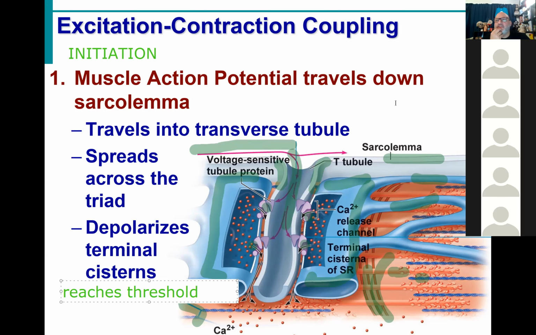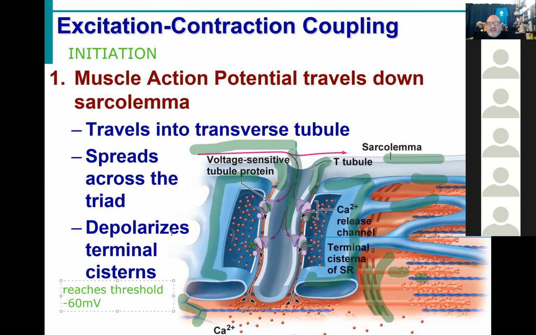Because what was threshold again? -60. Yeah, -60 millivolts. We only need a positive 10 millivolt change. And remember, action potential is a 100 millivolt change. So it's more than enough to get it to reach threshold.